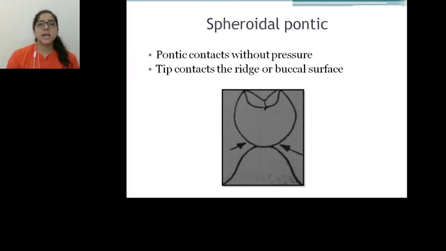The next type of pontic is the spheroidal pontic. It is so called because it is spheroid in shape. The pontic contacts the ridge without any pressure. Only the tip of the pontic contacts the ridge, on the ridge or on the buccal side.